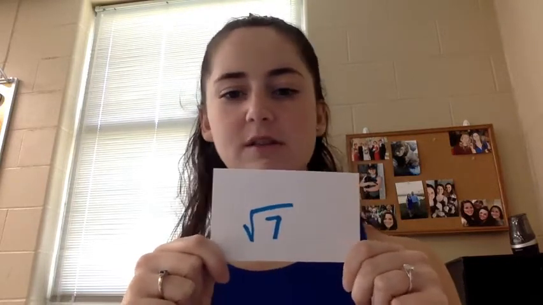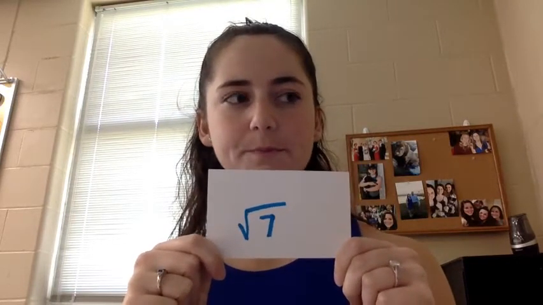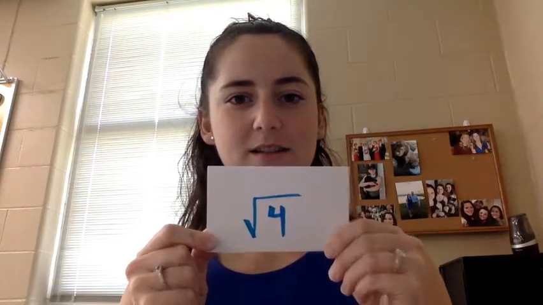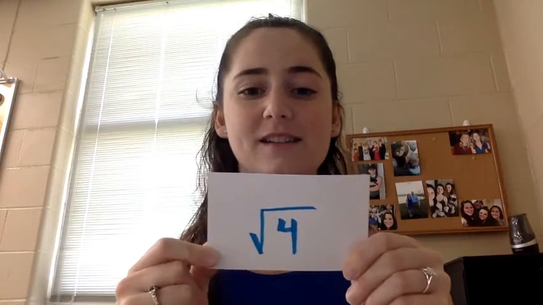Here we have the square root of 7. Is this a perfect square? The answer is no. The square root of 7 falls between the square root of 4 and the square root of 9, and those are perfect squares for 2 and 3, so this is imperfect. The square root of 4. This one is perfect. The square root of 4 equals 2. 2 times 2 equals 4.